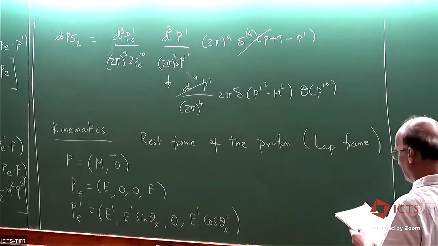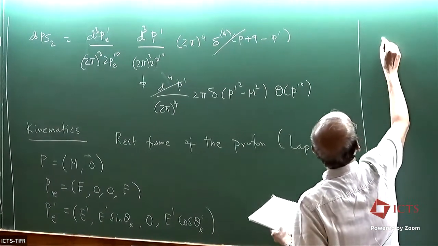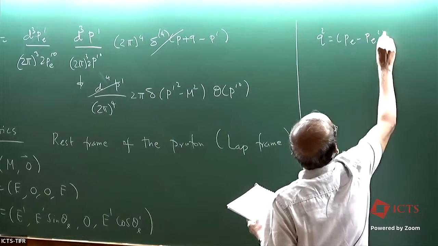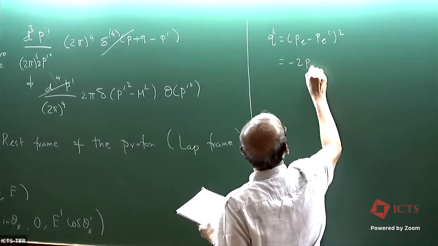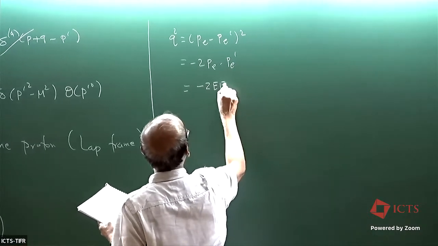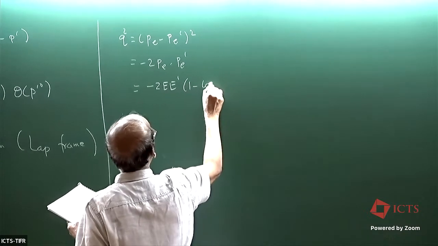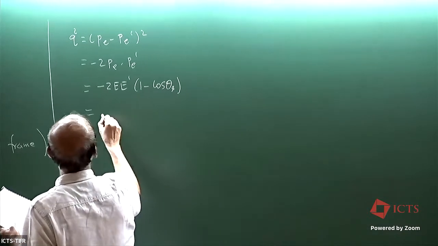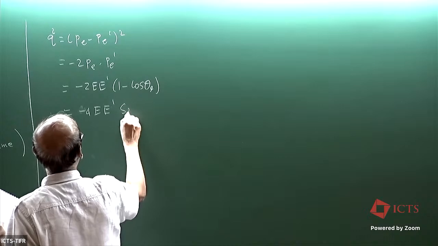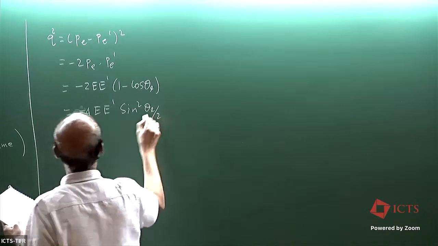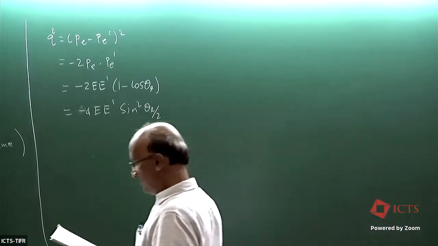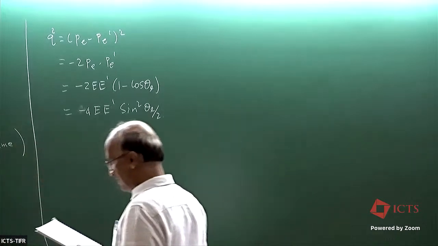In this frame, you can work out this Q^2, which is (P − P')^2. In the massless limit, it is just minus 2 P·P'. This is minus 2EE'(1 − cos θ_L), and 1 − cos θ_L I can write as 2 sin^2(θ_L/2). This is how the invariant mass Q^2 that gets exchanged is given. It is as simple as this.